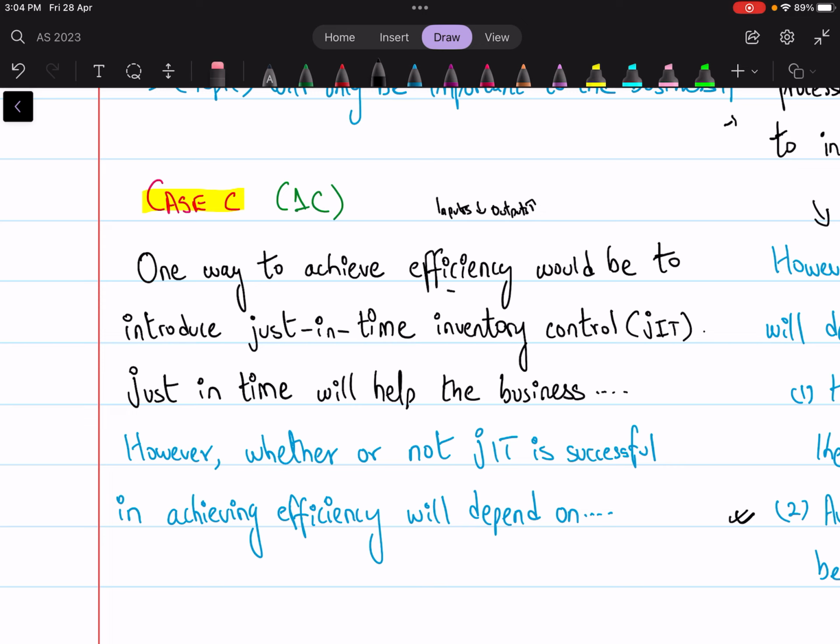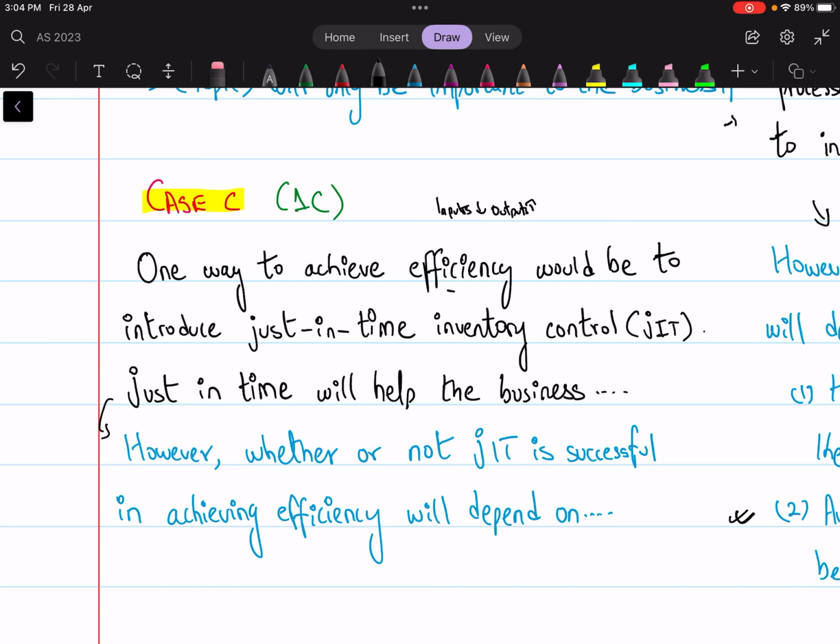So one way to achieve efficiency would be to introduce JIT, just in time, because just in time will help the business, and then you're developing a chain of analysis: minimize storage costs and so on. But we quickly skip to the evaluative part. So however, whether or not JIT is successful in achieving efficiency will depend upon... Let me know in the comments, what do you think would be the evaluative comments in case C? And then I'll give you my feedback in comments as well.